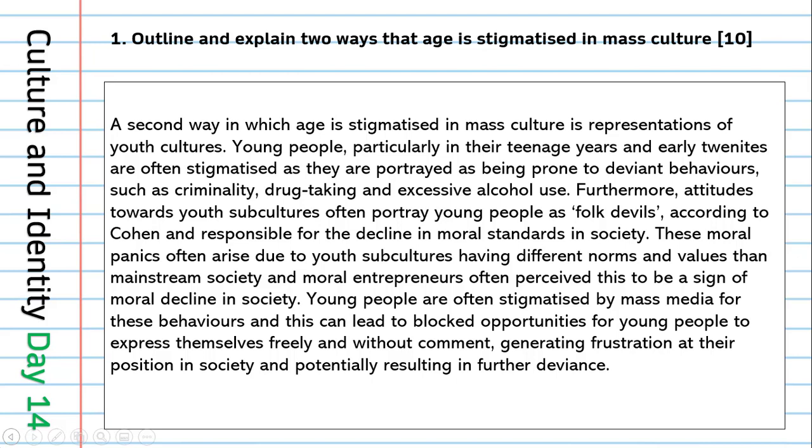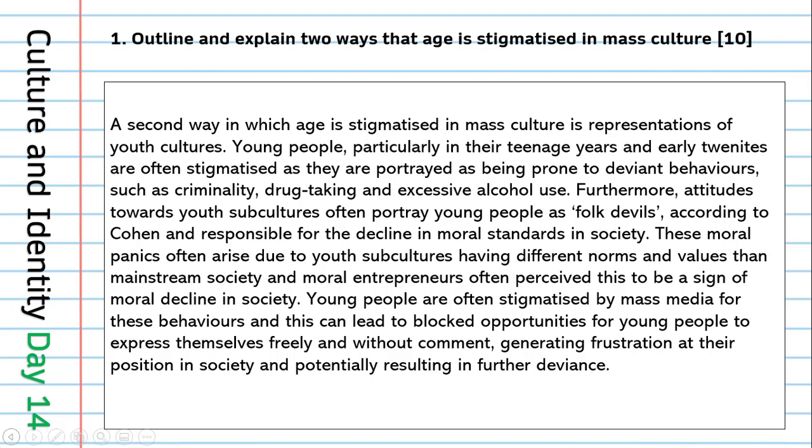A second way in which age is stigmatized in mass culture is representations of youth cultures. Young people, particularly in their teenage years and early 20s, are often stigmatized as they are portrayed as being prone to deviant behaviours such as criminality, drug taking and excessive alcohol use. Excuse the spelling mistake there where it says 20s. Furthermore, attitudes towards youth subcultures often portray young people as folk devils, according to Cohen, and responsible for the decline in moral standards in society.